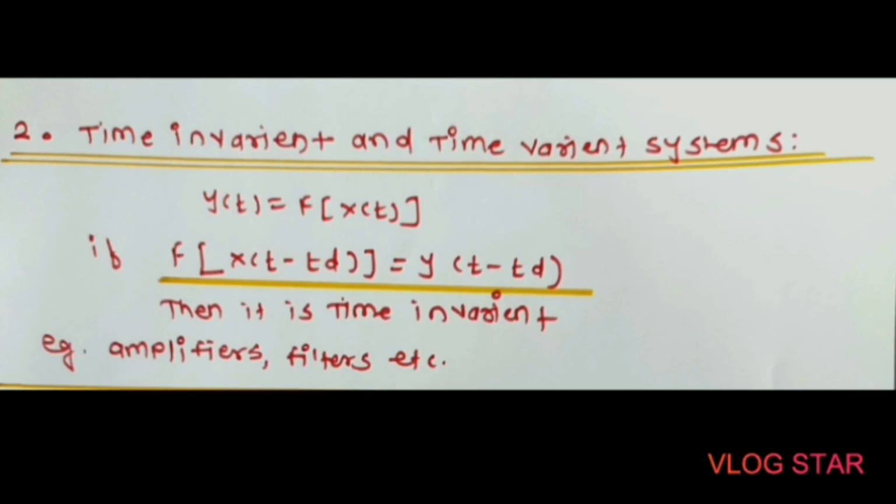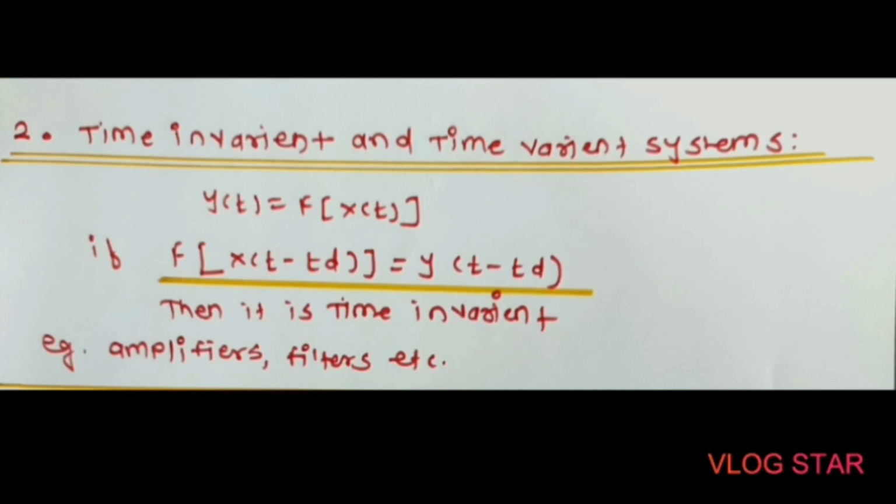A continuous time system is said to be a time invariant system if a time shift in the input signal results in a corresponding time shift in the output. If this condition is not satisfied, then the system is called a time variant system, and if this condition is satisfied, then it is called a time invariant system.